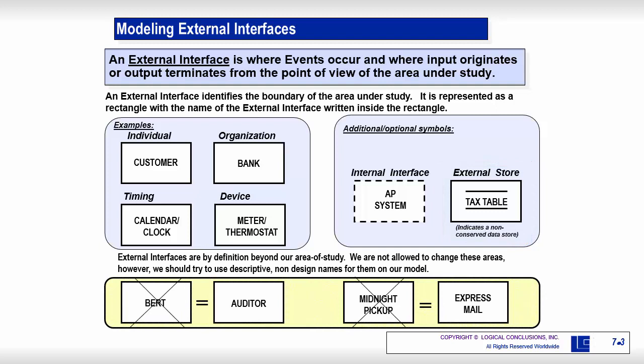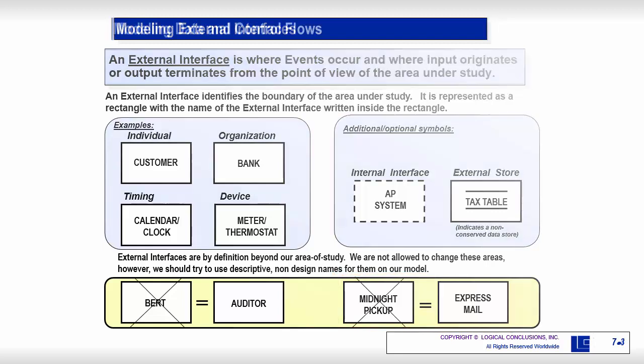External interfaces are by definition beyond our area of study. We're not allowed to change these areas. However, we should try to use descriptive non-design names for them on our model. Avoid people's names that will make the model out of date when that person is replaced, for example, Bert, who may be the external auditor. Also, names that reflect old external design boundaries should be avoided. For example, the current midnight pickup, that's really the express mail external service.